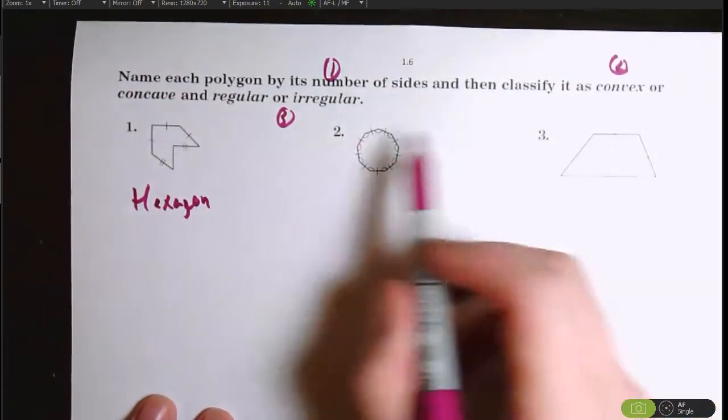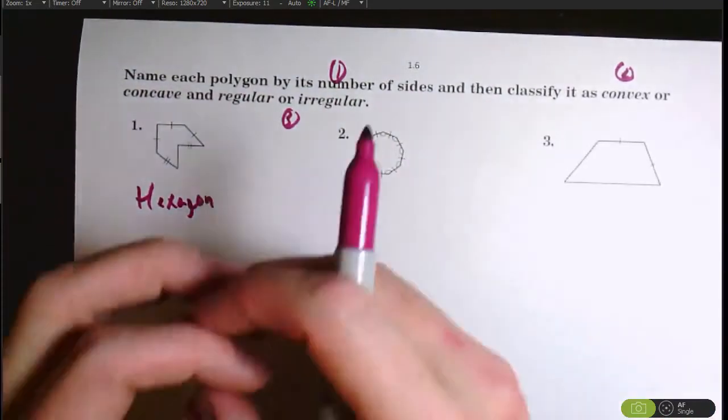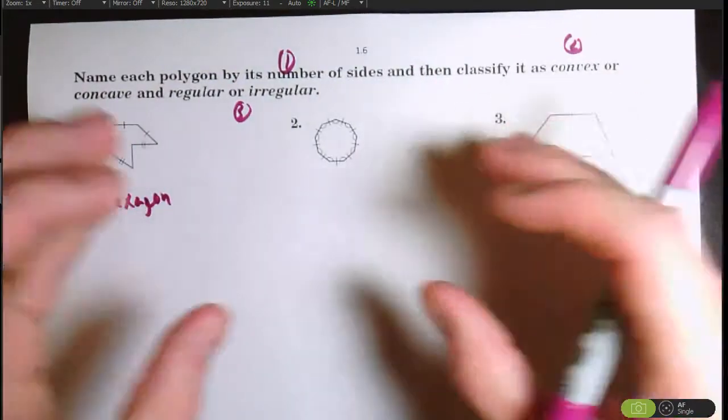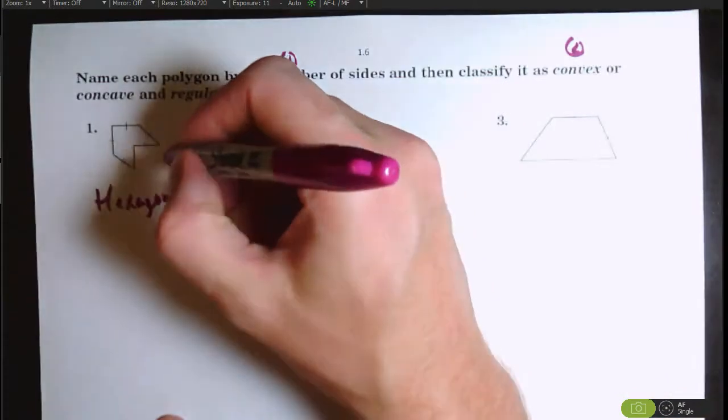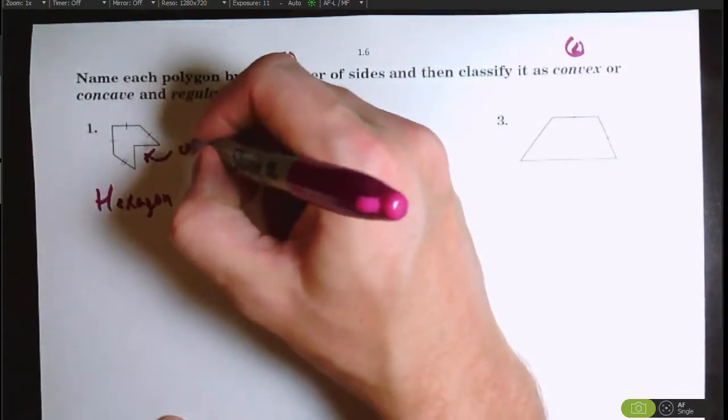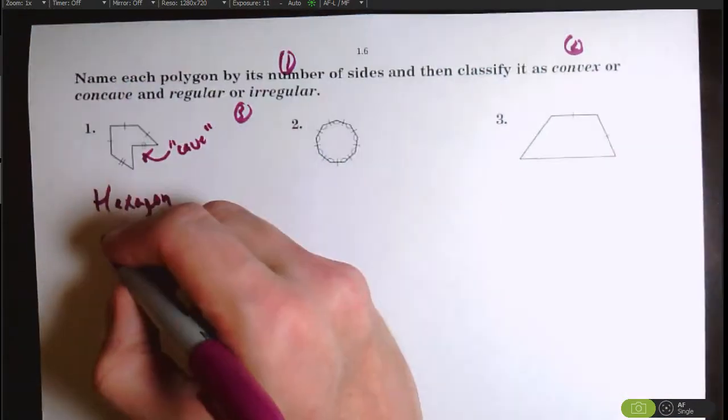Is it convex or concave? Well, convex means it all pushes outward. Concave means there's a dent in it or a cave in there. And right here, I see a cave. So this is concave.